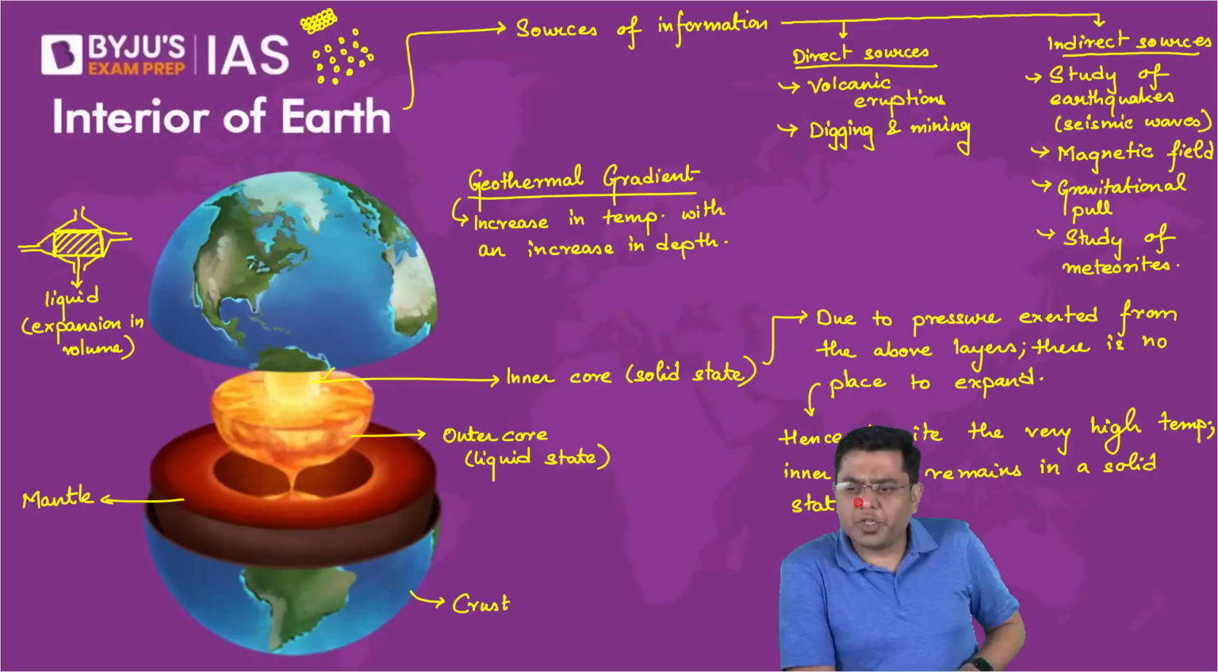Magnetic field and gravitation are very different. Gravitation is exerted by any object which has mass, but any object will not exert a magnetic field. Okay.